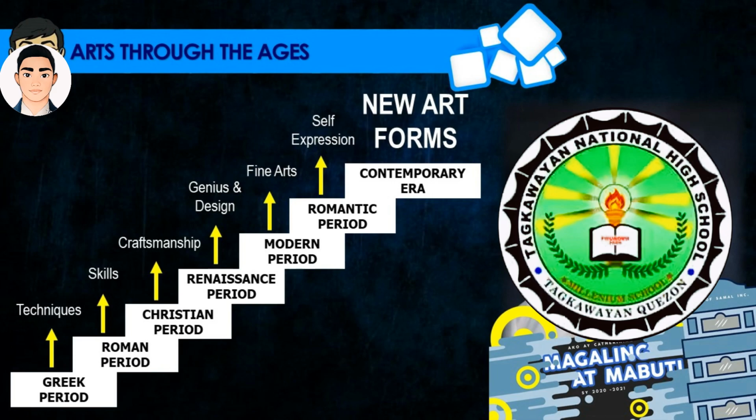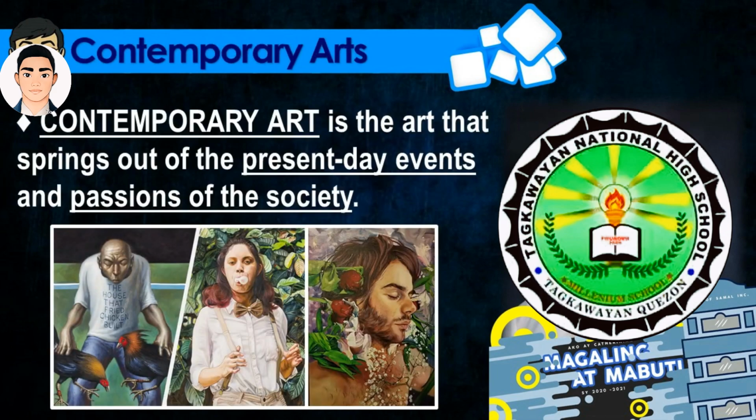Pagdating ng modern art, dyan papasok yung fine arts, the technicalities, mabusisi, and of course, detalyadong sining. And in Romantic period, it's all about self-expression. Now that we are in the present, dyan papasok ang contemporary era, ang kasalukuyang panahon na nagbibigay sa atin ng bagong forms or ng bagong mukha ng sining. That's why at this point in time, let's define the word contemporary arts. So what is the meaning of contemporary arts?